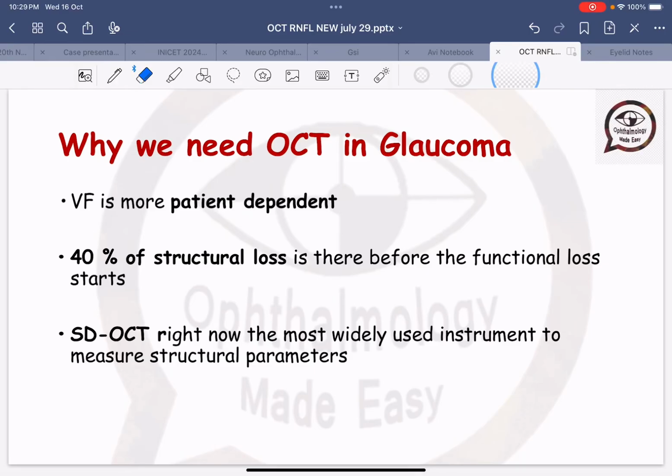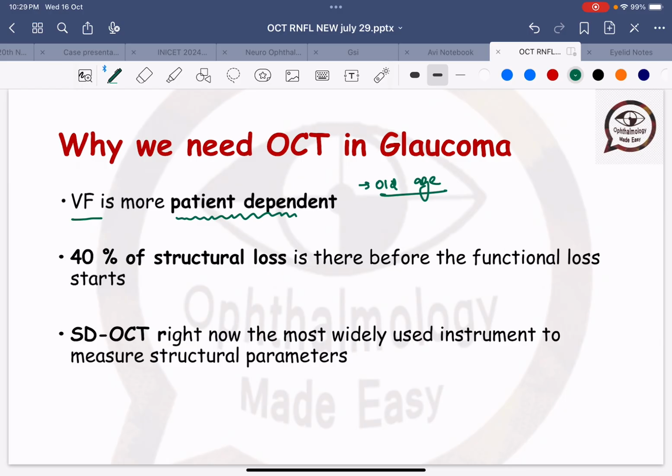So why do we need OCT in patients who have glaucoma? First of all, the other investigation which we do, which is the gold standard, is the visual fields, which is more patient dependent. Let's say you have a patient who is of old age or has difficulty doing visual fields, like someone who has some back issues or who cannot understand the visual field properly. A lot of people are like that. In those cases, visual field would not be a very good idea to do.